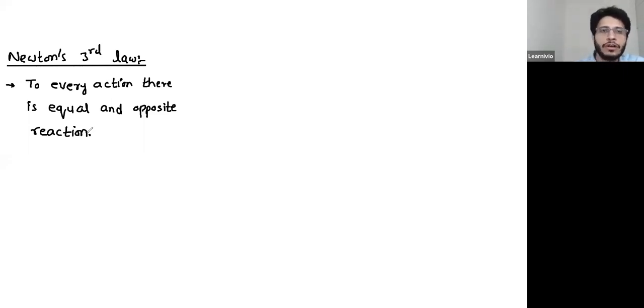That's Newton's third law. That means if I take a system having two objects, pen and my hand, if the pen applies some force over my hand and I call this action, then at the same time, this hand will apply a force on the pen in the opposite direction. That's reaction. Action and reaction are exactly equal in magnitude, but they act in opposite directions. If action is acting along the positive x-axis, then reaction will act along the negative x-axis.